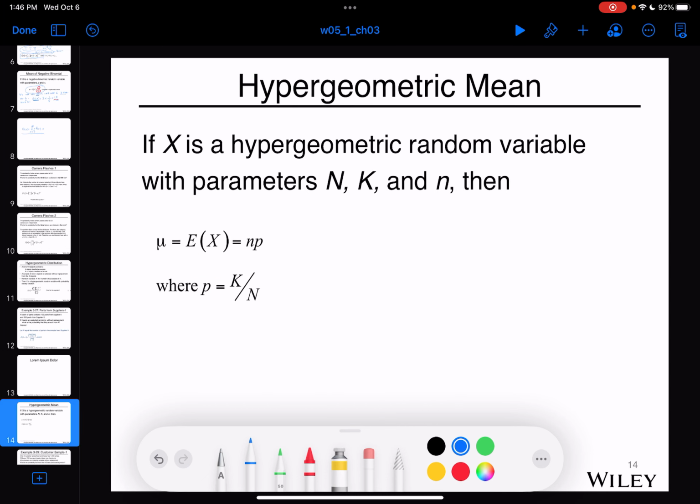So the mean is NP for this distribution, where we define P as K divided by N, right?